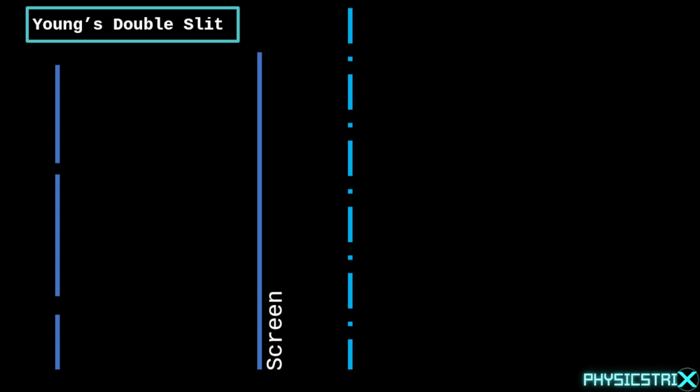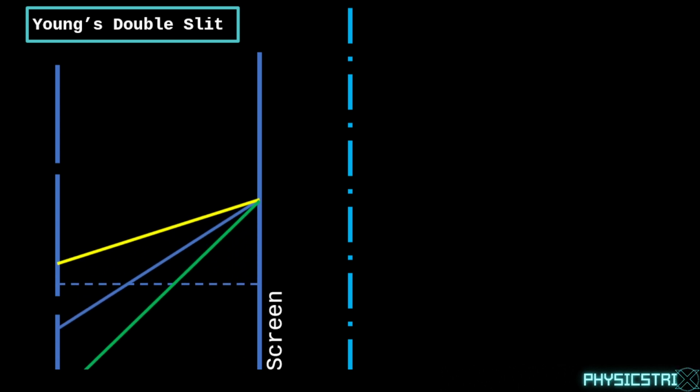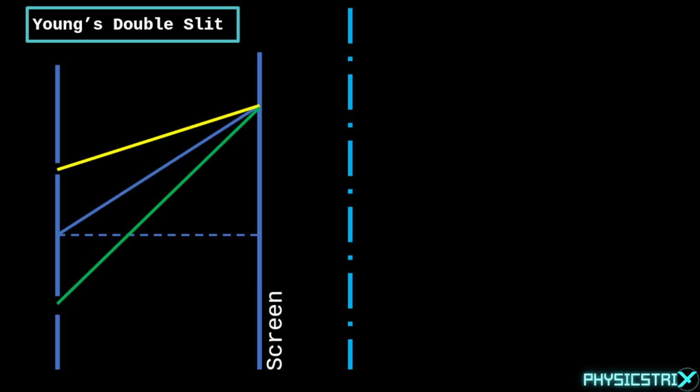Okay, so I'm going to draw three main lines. The first one, the yellow one, is the light waves coming from the first slit. The green line represents light waves coming from the second slit. What about the blue one? The blue one simply connects the point that we chose on the screen and the midpoint between those two slits. The midpoint meaning halfway through.